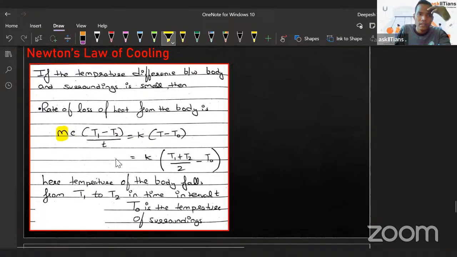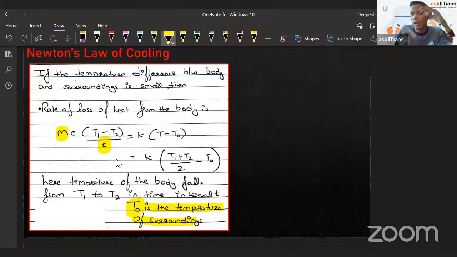In this situation, the temperature of the body is falling from T1 to T2. You can say this is the initial temperature and this is the final temperature. This is how the temperature of a body is falling. First thing. Second thing, how much time is it taking to do that? Time: small t is representing the time. And the last thing, the T naught over here is representing the surroundings temperature.